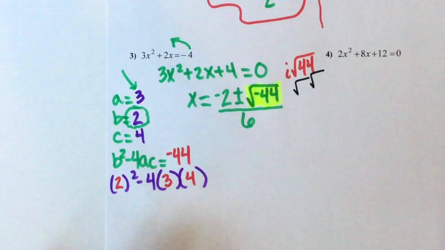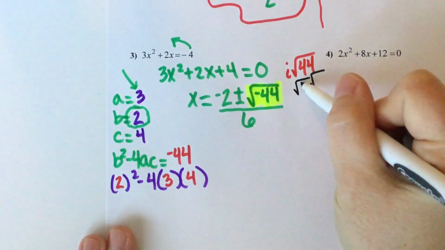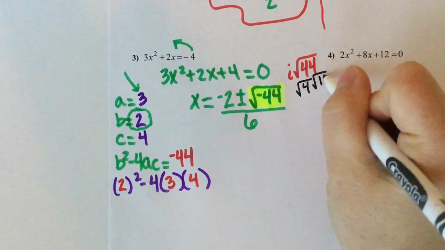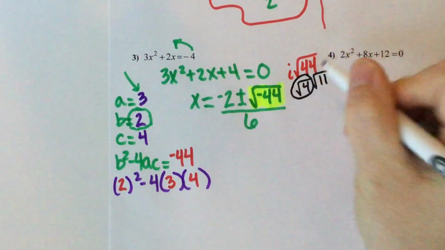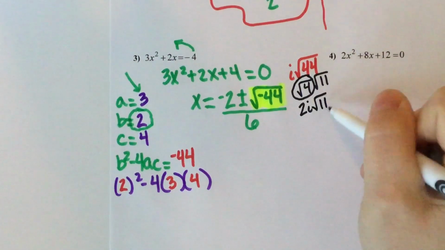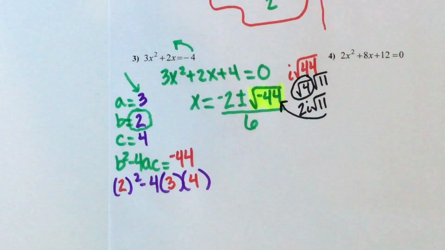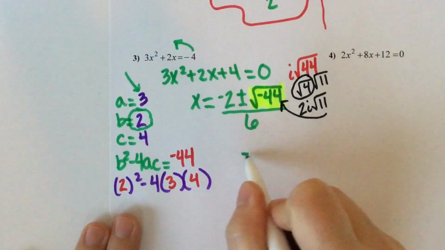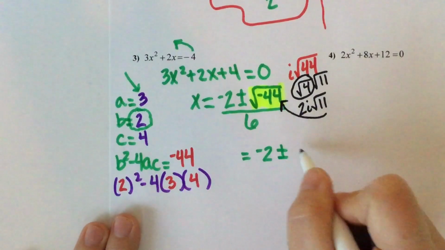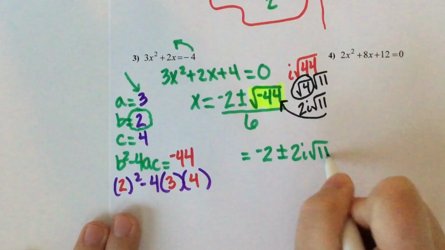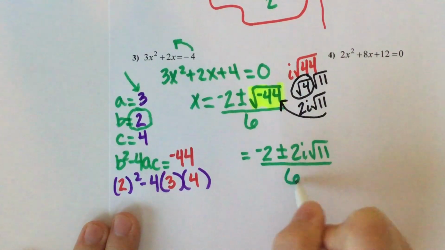Who's your largest perfect square that can go into that? 4 can. How many times? 11 times. And then what's the square root of 4? 2. So it's 2i square root of 11. So that's going to get replaced with 2i square root of 11. So I've got negative 2 plus minus, replacing with 2i square root of 11, all over 6.